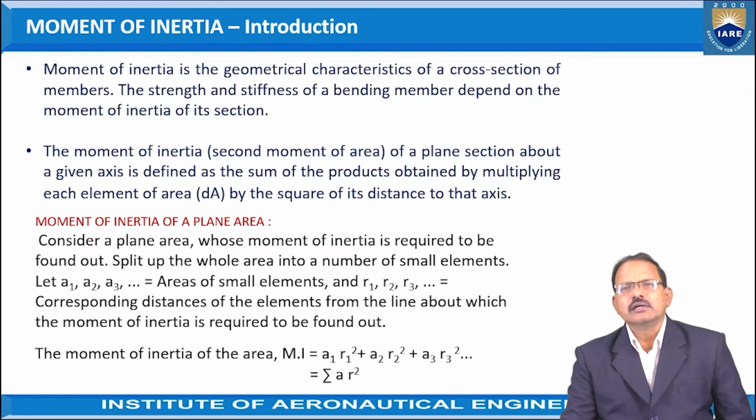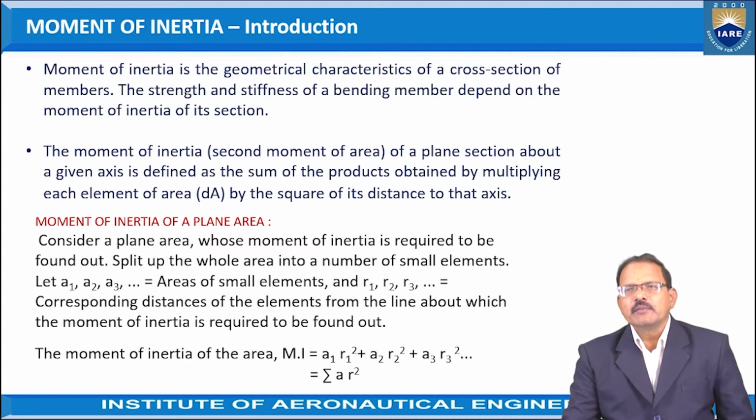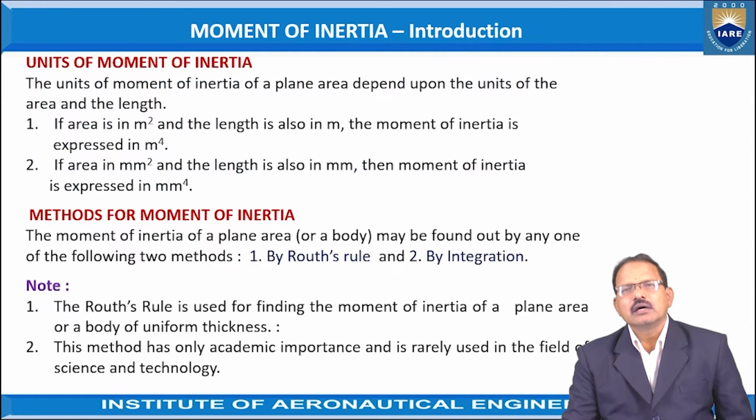The moment of inertia, since the equation is m r square, is defined as the sum of the products obtained by multiplying each element of area by the square of the distance from the reference line or reference axis.